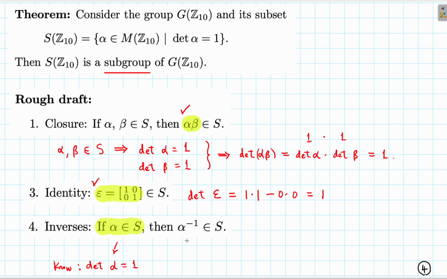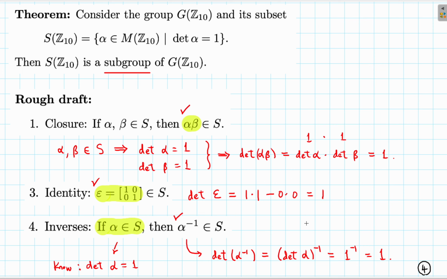And then what about alpha inverse? Well, we have to show that that matrix is in S. So we need to compute its determinant. But here is where we can use the property of determinants. The determinant of an inverse matrix is the inverse of the determinant. But we already know that the determinant of alpha is 1, and the multiplicative inverse of 1 is 1. And therefore, alpha inverse is in S because its determinant is also 1.